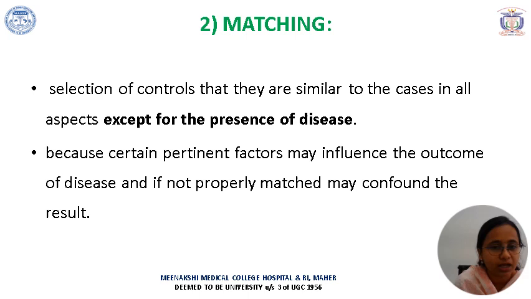The next step is matching. We have to match the similar controls with the cases, except for the presence of the disease. Here matching is done to prevent the bias that can occur in a case control study, because certain factors may influence the outcome of the disease, and if not properly matched, may confound the results.